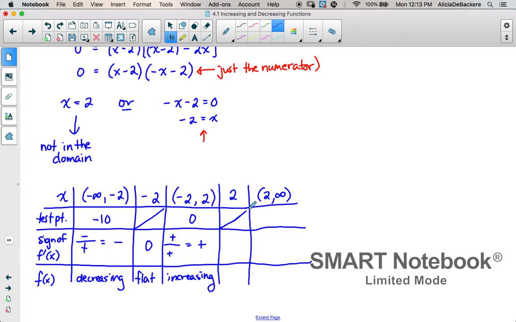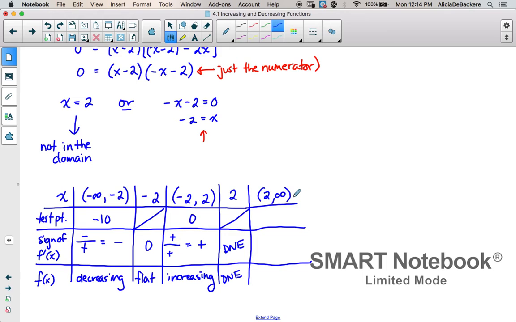And then at 2, again, I don't need to pick a test point. We came up with the value of 2 because the derivative actually does not exist there. Remember, we said it's actually not in the domain of the derivative or the original function. And so I'm going to remember that as well. The original function does not include the value of x equals 2.